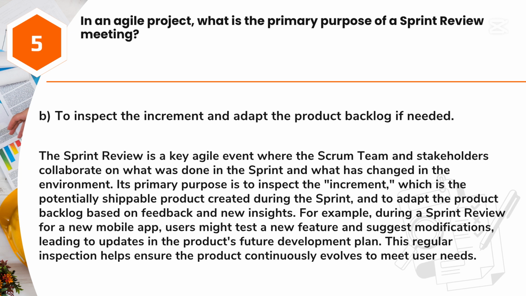For example, during a sprint review for a new mobile app, users might test a new feature and suggest modifications, leading to updates in the product's future development plan. This regular inspection helps ensure the product continuously evolves to meet user needs.